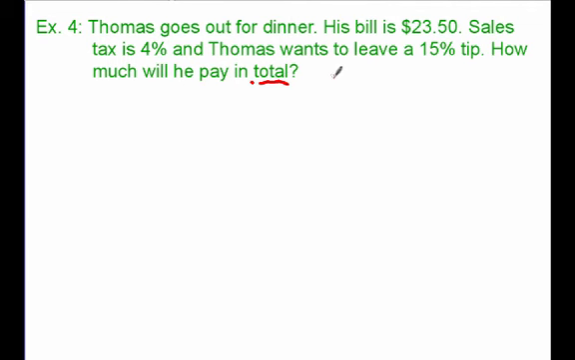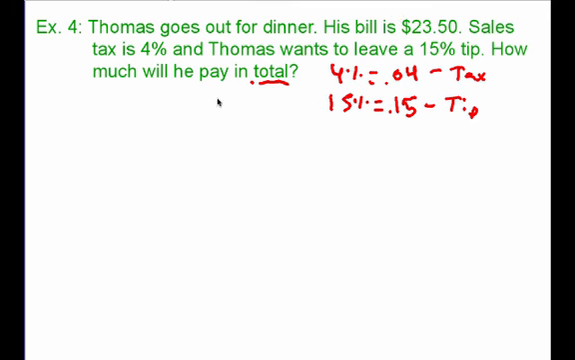We have 4%, which we know is 0.04, and 15%, which we know is 0.15. This is our tax. This is our tip. And we know that these are both going to be amounts that Thomas has to spend. So we need to figure out what's the tax, what's the tip, and then add it to the original price. What's key here to remember is that we're going to compute these both based on our original price.